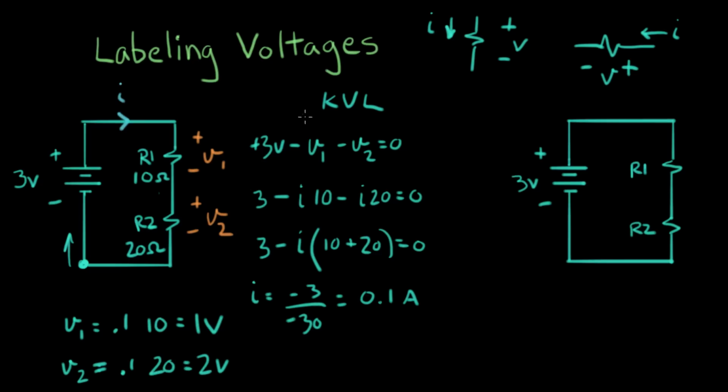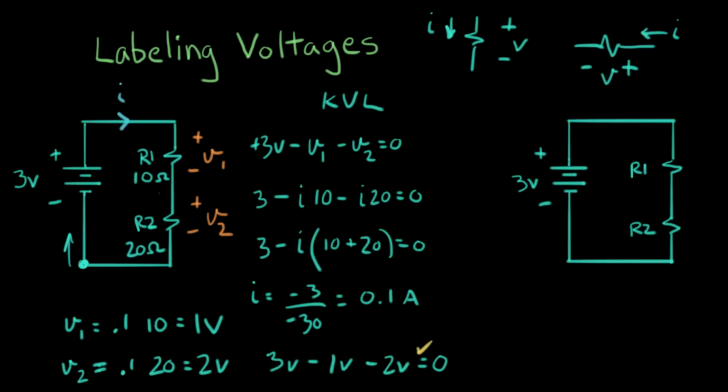And I can do one last little check. I can go back and I can see KVL. I can do a check to see if this equation came out right. So 3 volts minus V1 is 1 volt, and V2 is 2 volts, and that equals 0. And I get to put a check mark here because, yes, it's equal to 0. So that was a real quick analysis of a simple 2-resistor circuit. And we got all the voltages and currents.